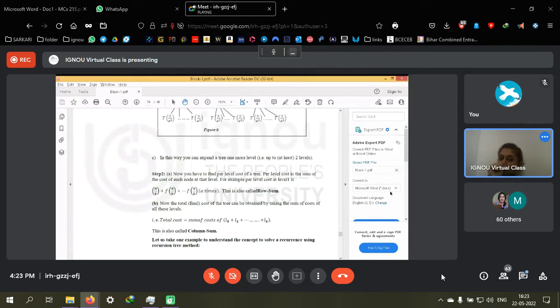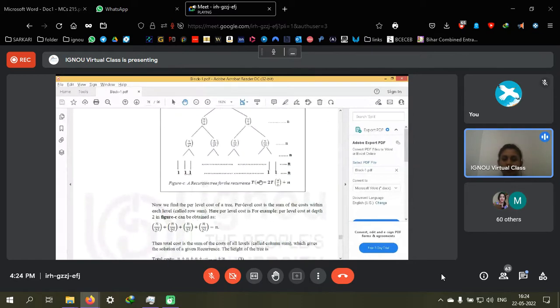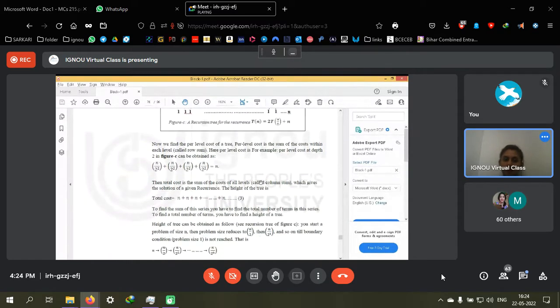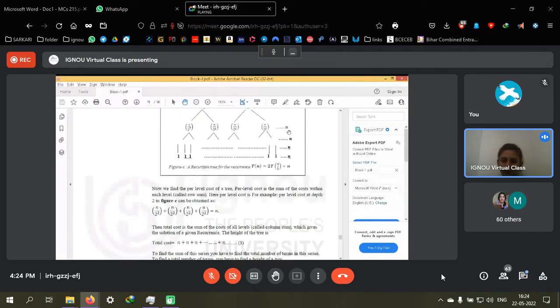So the next step, now you have to find the per level cost of a tree. How do we calculate the per level cost? Per level cost is the sum of the cost of each node at that level. So every node contains n, n, n, n, n. So the series is n plus n and so on till n. Right? So after creating this level, we have a cost n. For each and every level, n plus n plus n plus n. That means you have to add all these level values.